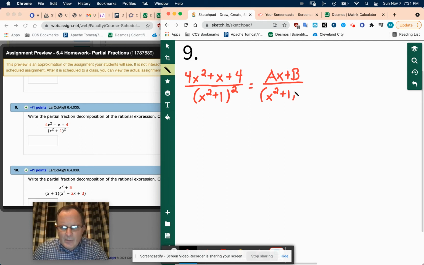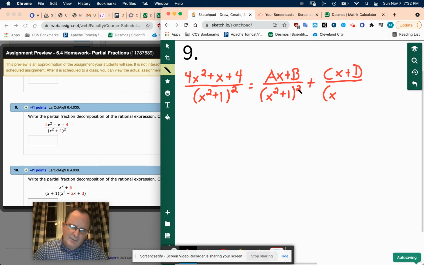x squared plus ones. And then on my other fraction, it can also be of the form linear, cx plus d, and then you'll have a single. So whenever you have an exponent, you have to have one of your denominators be that exponent, and then all the way down to an exponent of 1. I really don't need a parentheses there, but I put it anyway.